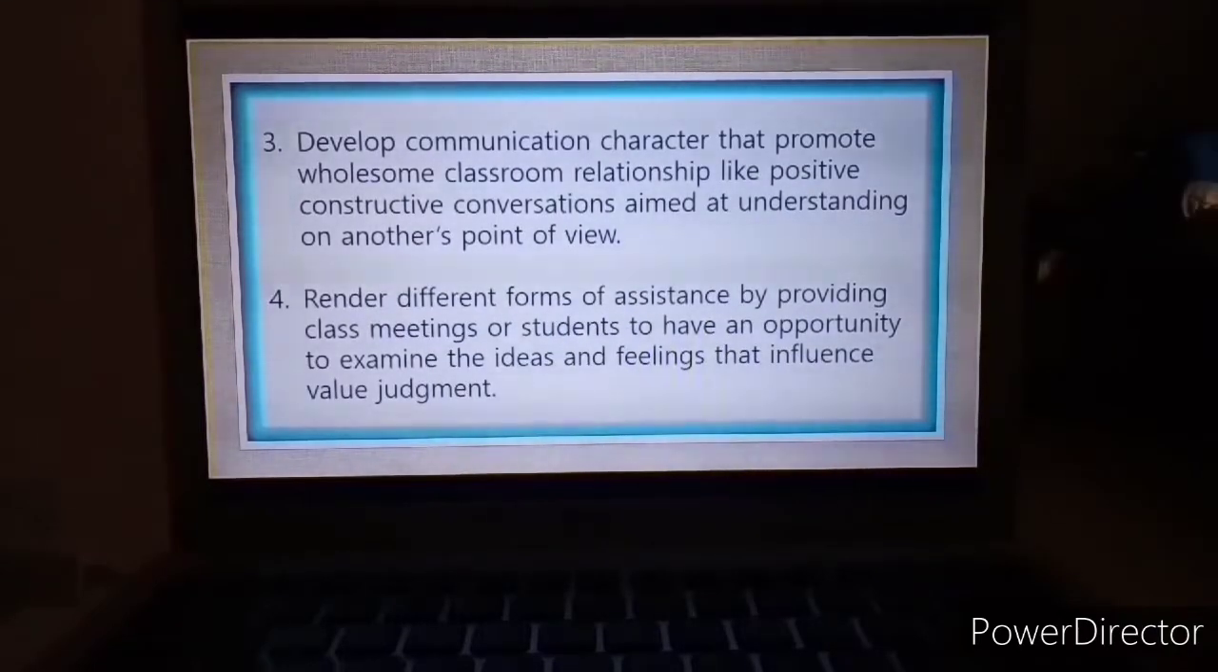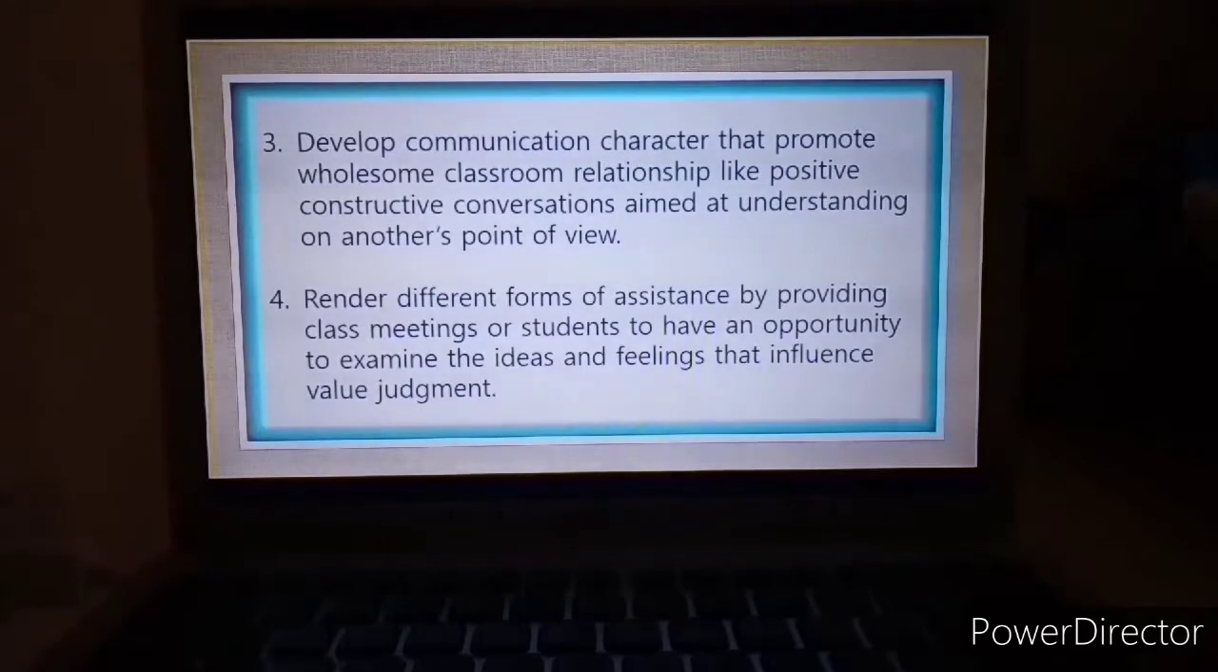Third, develop communication character that promotes wholesome classroom relationships, like positive constructive conversations aimed at understanding one another's point of view. Teachers need to be provided opportunities for classroom discussion to know their different problems in order for everyone to be heard and respected. So it is vital for the teachers to conduct a classroom meeting or open forum in order for the students to be heard and to know what their problems are and other matters.